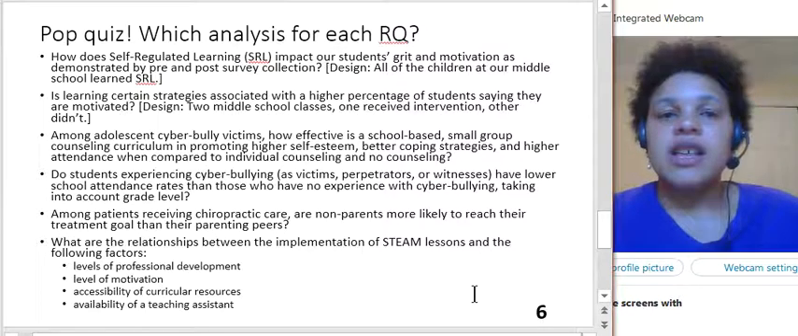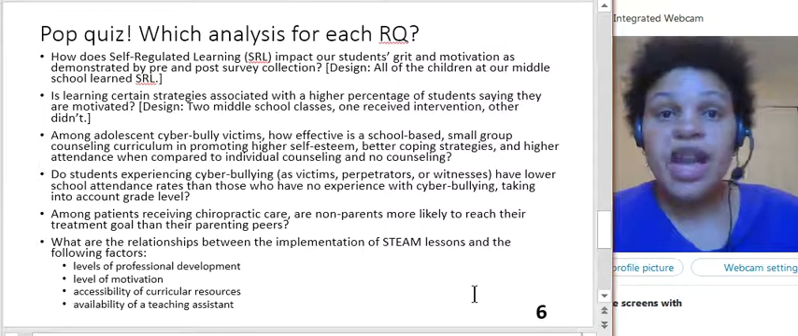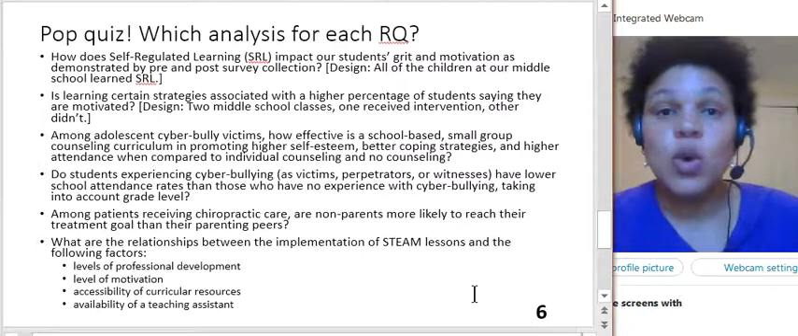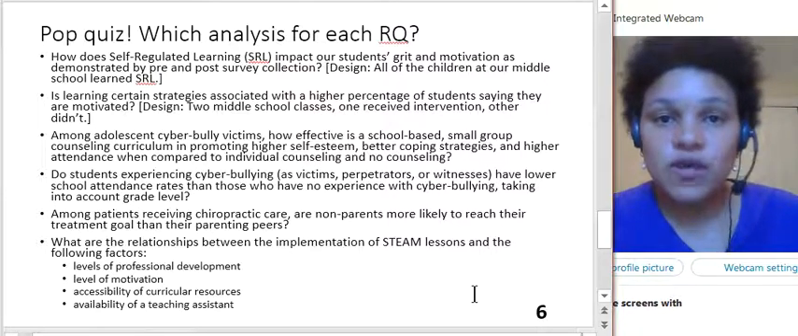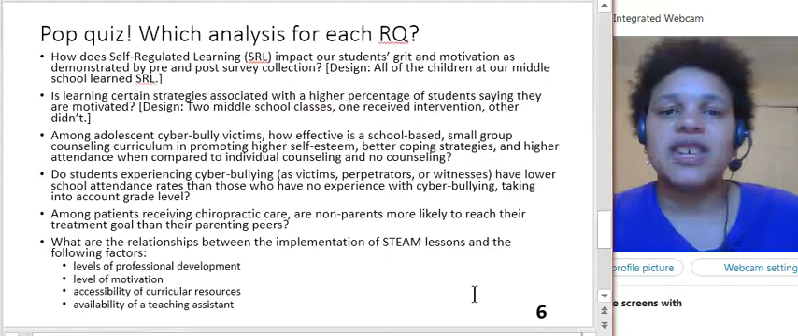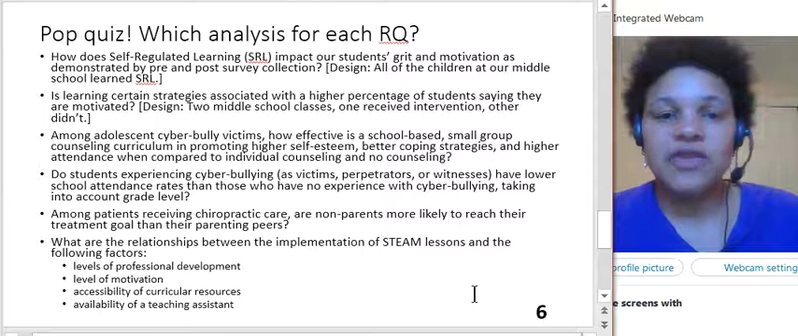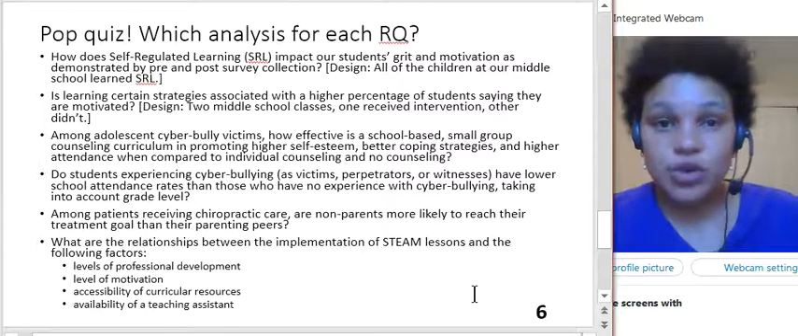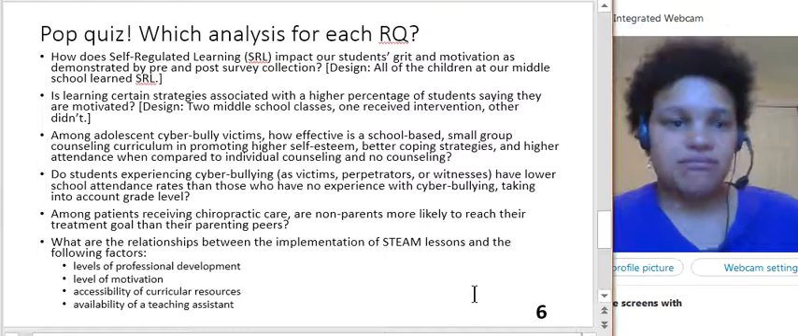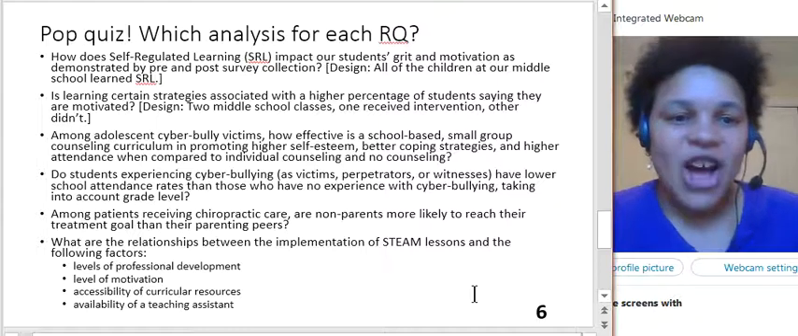The clue here is the pre and post. You have two groups of scores. The group of scores from the students when they took it before the intervention, and the group of scores from the students when they took the survey after the intervention. That's two groups, a pre and a post. That means t-test.